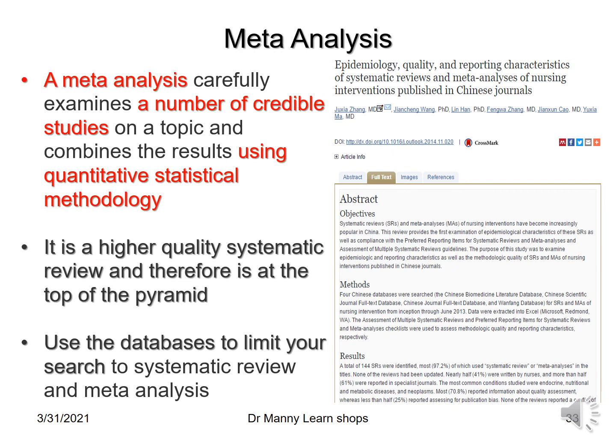Then you've got meta-analysis. A lot of analysis, basically. A meta-analysis carefully examines a number of credible studies on a topic and combines the results using quantitative statistics. And it's a higher quality of systematic review. And therefore, that's why it's at the top of the pyramid. And it uses the databases to limit the search to systematic review and meta-analysis.